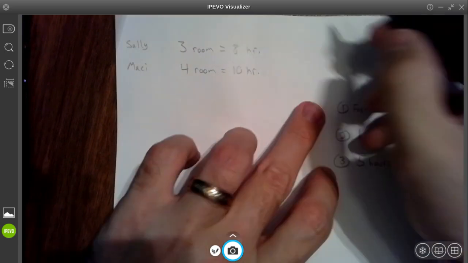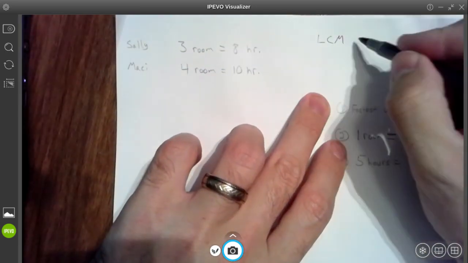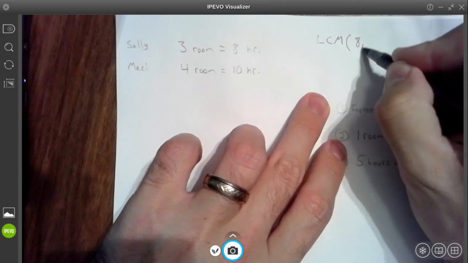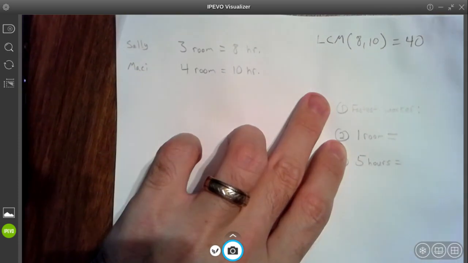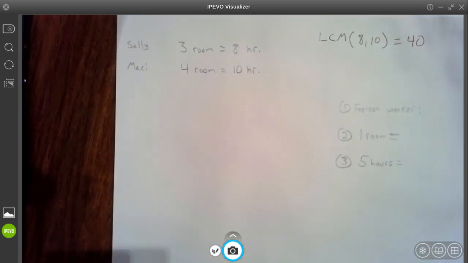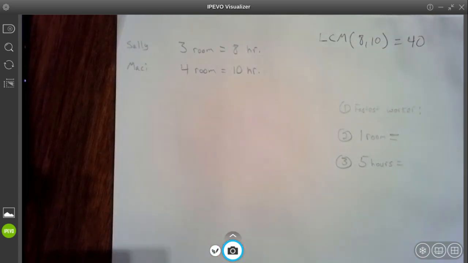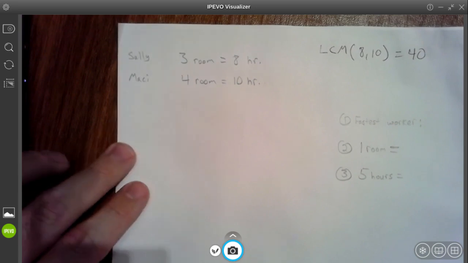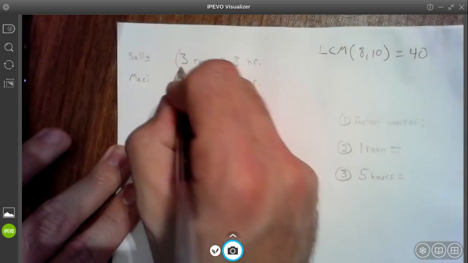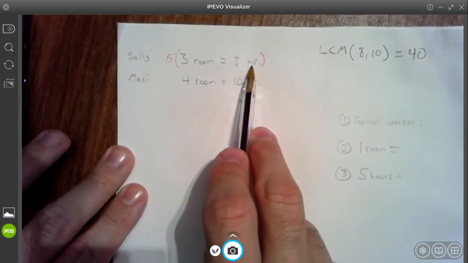That would be a good way to work this problem. But to make the number smaller, I'm going to find the least common multiple for 8 and 10, and that is the number 40. So to make these numbers 40, I'm just going to scale up these equations by multiplying by certain numbers. I'm going to multiply the top equation by 5, that way the 8 becomes a 40.